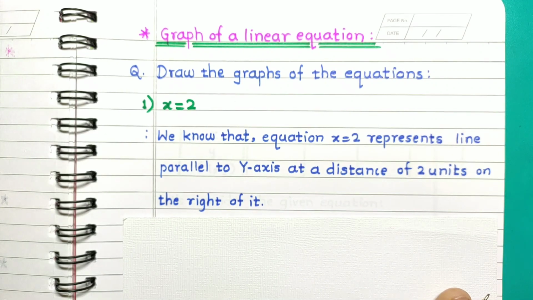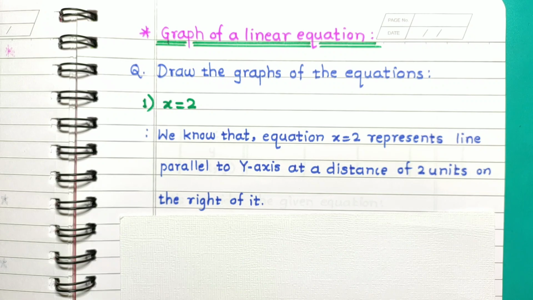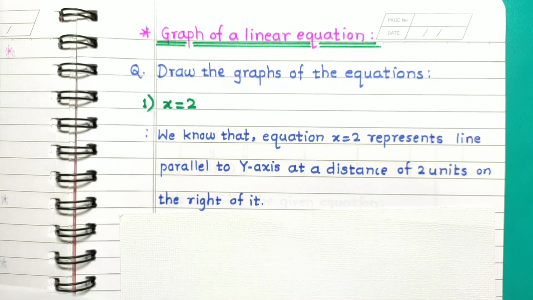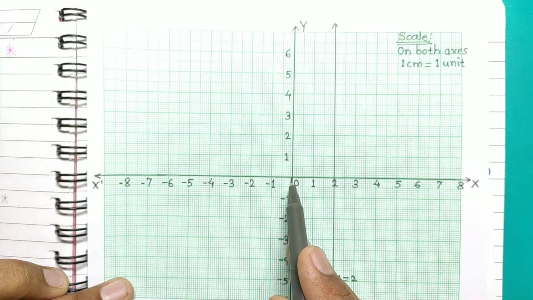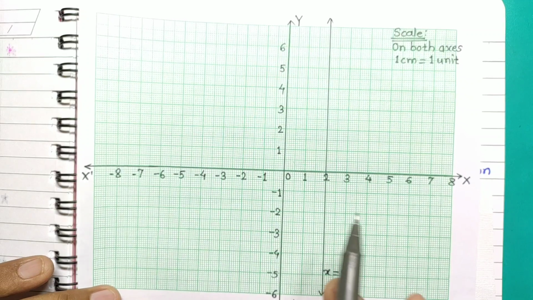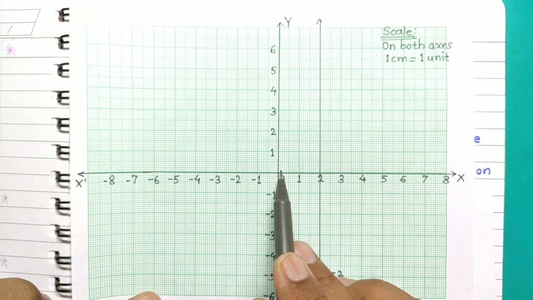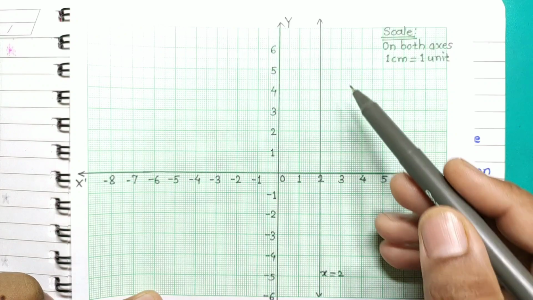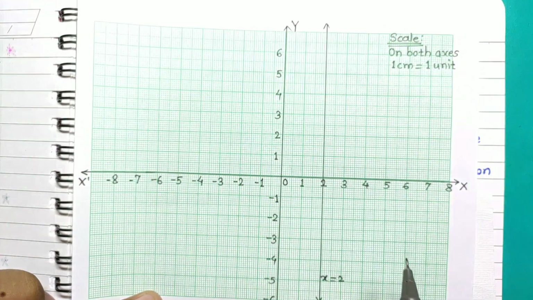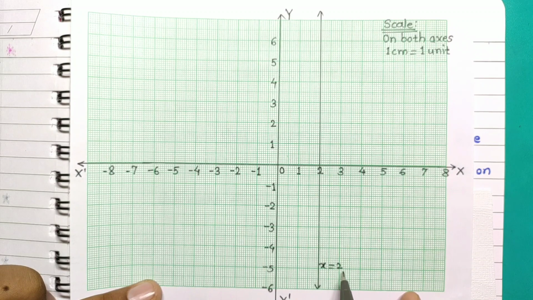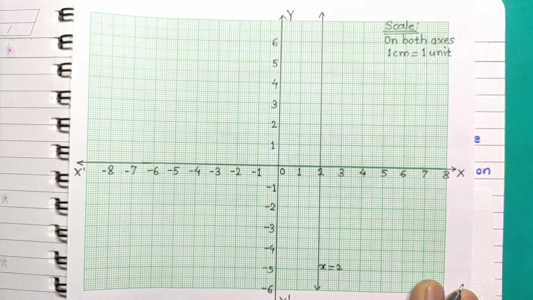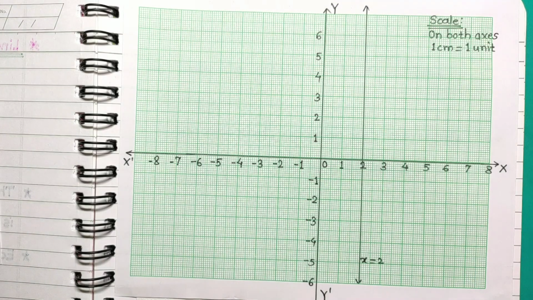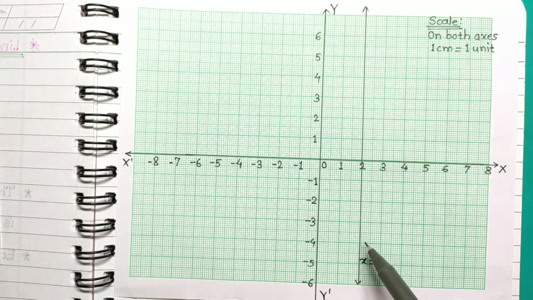Now for this line, let's consider the coordinate axes in the coordinate plane. See, this is x-axis, y-axis, and their intersection is origin. See, at a distance of 2 units to the right of y-axis, I have drawn a line parallel to y-axis, and this is nothing but the line x is equal to 2. You write the equation of the line here like this. Okay, so this line is the graph of linear equation x is equal to 2.